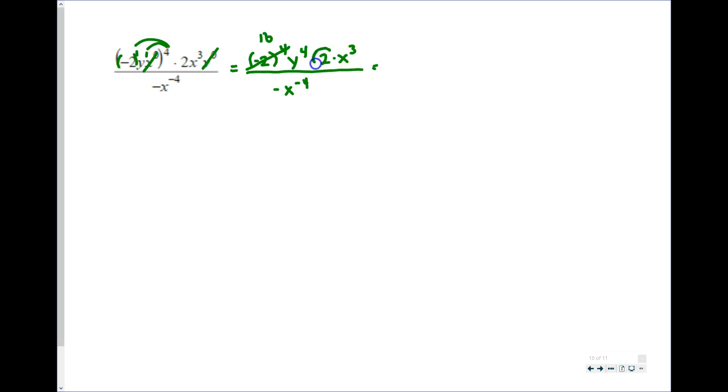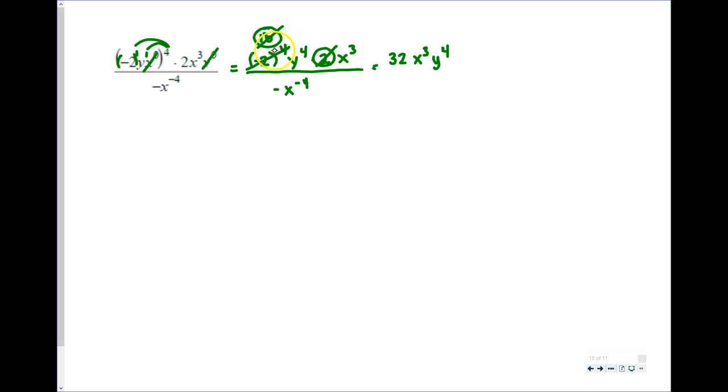And so then I know that 16 times 2 gives me 32. So I've got 32 up here, and these are gone. And I'm just going to rewrite the x to the 3rd and the y to the 4th.